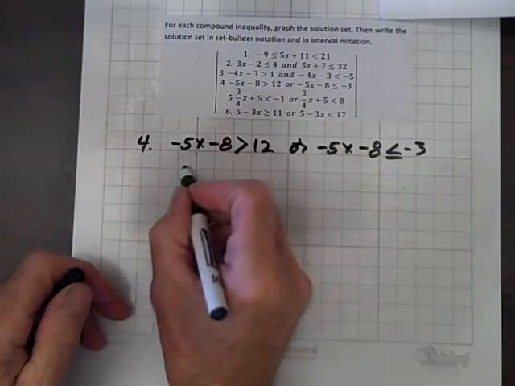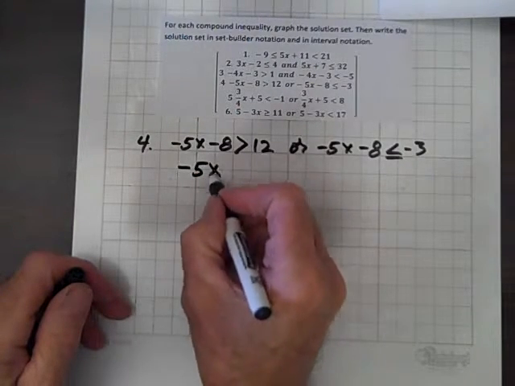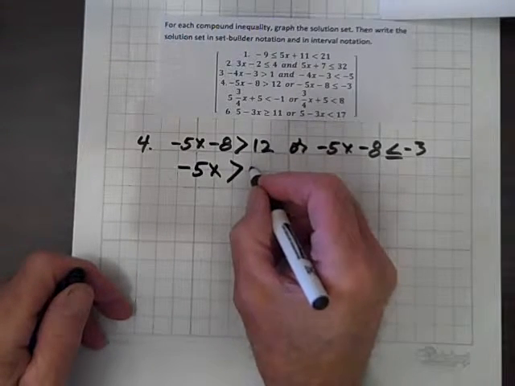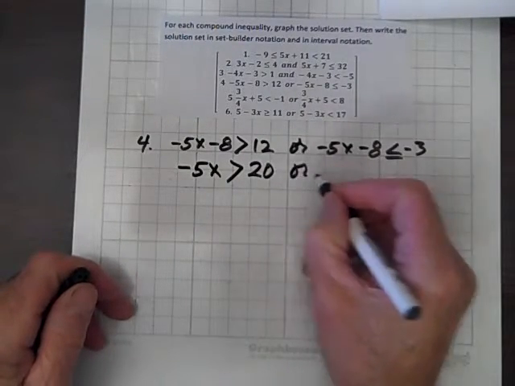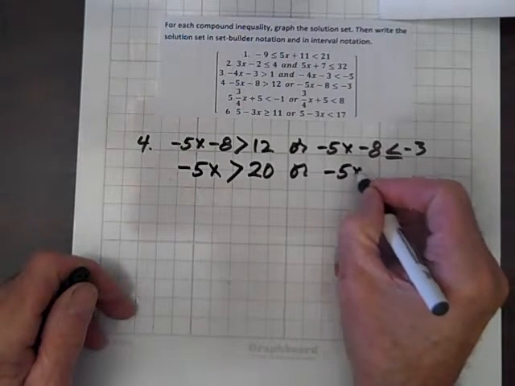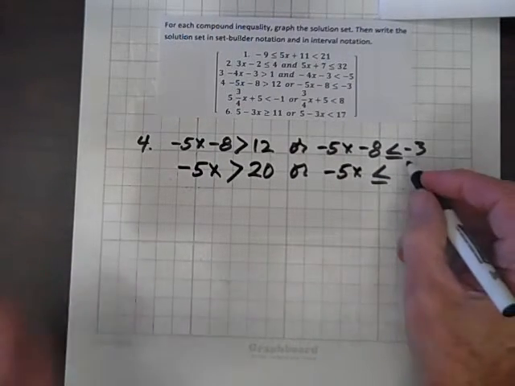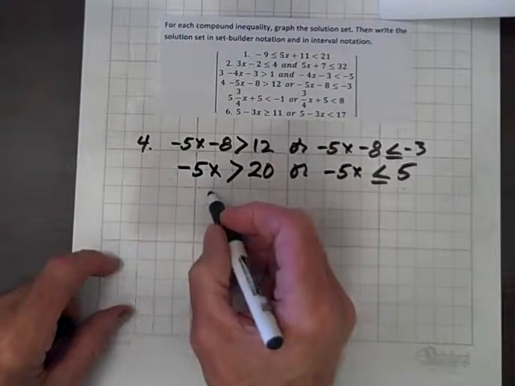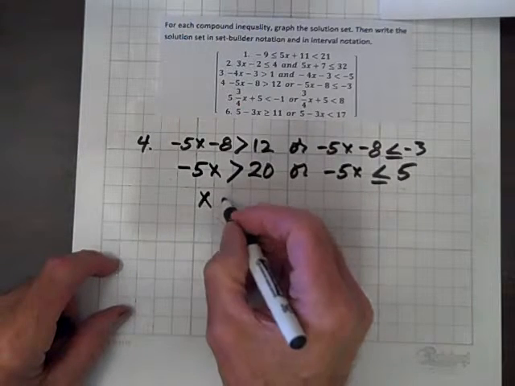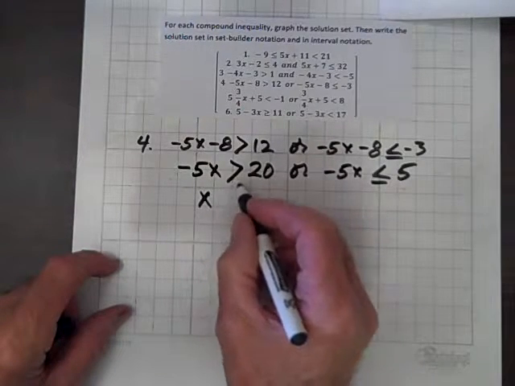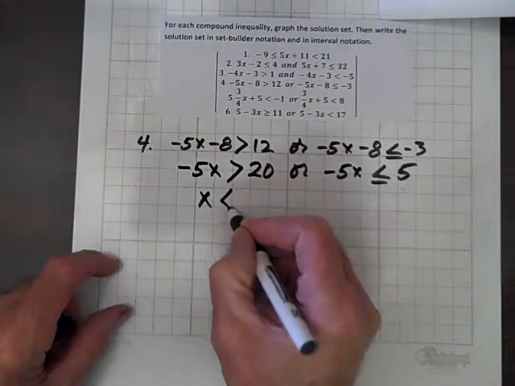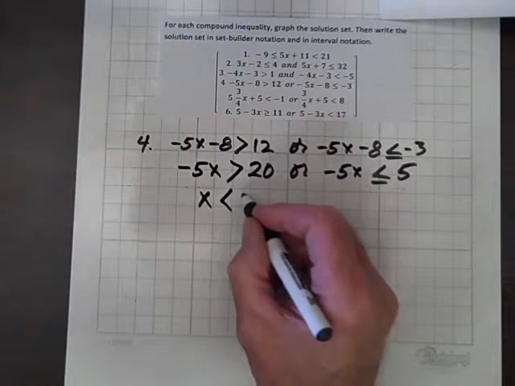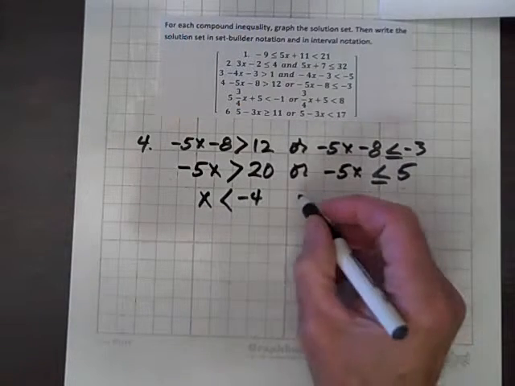we'll isolate negative 5x, and to do that we'll add 8 to each interval, and we get 8 plus 12 is 20. Or isolating negative 5x and adding 8 to each interval, negative 3 plus 8 is 5. Now to isolate x, we'll divide each interval by negative 5, and we'll thus have to flip the inequality because we're dividing through by a negative, and 20 divided by negative 5 is negative 4.